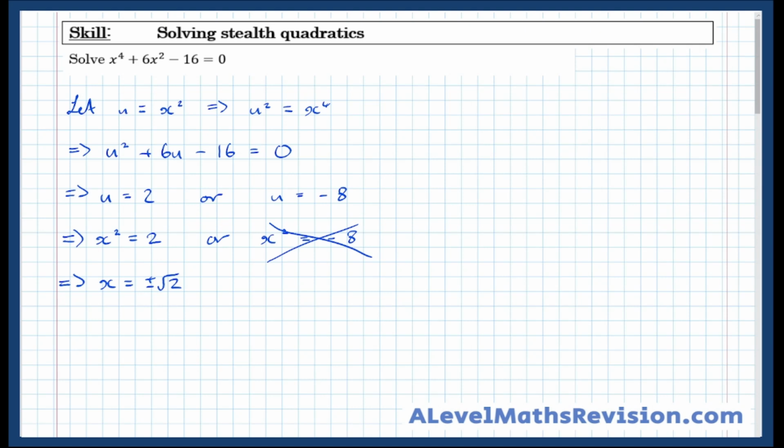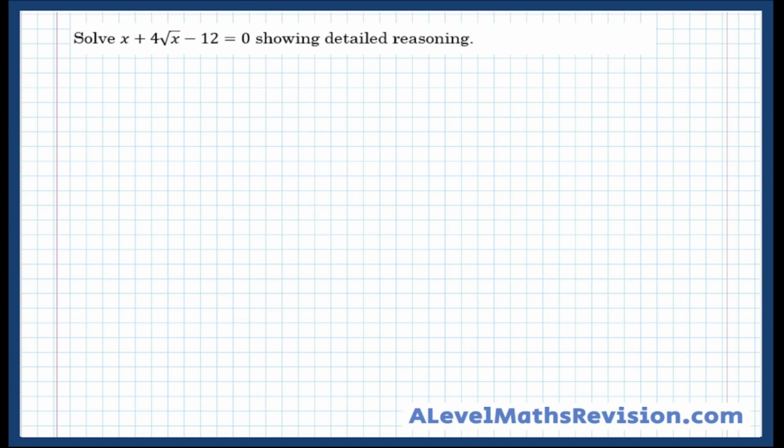But when we cross answers out, when we discard answers, we should always say why we're crossing it out. So not valid, as root minus 8 is not real. And there we have it, we've solved it. x equals plus or minus root 2 are the answers. And here is the next example.